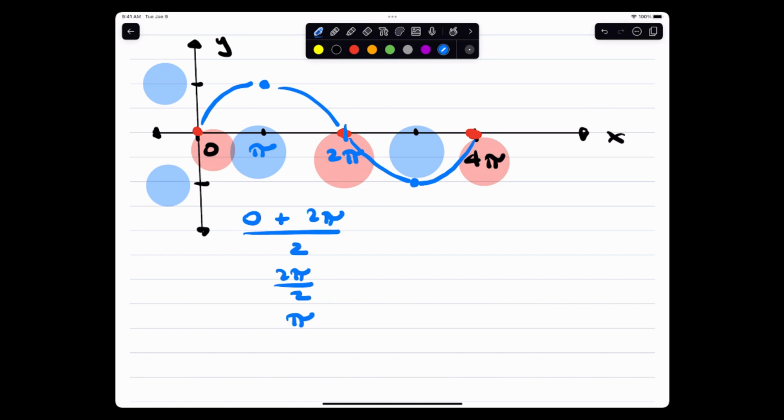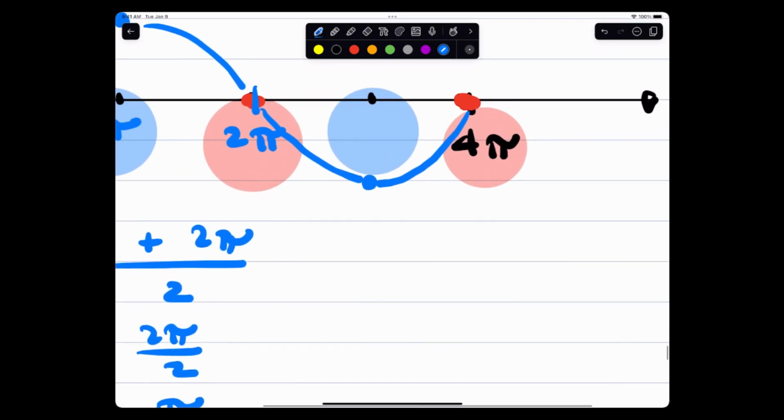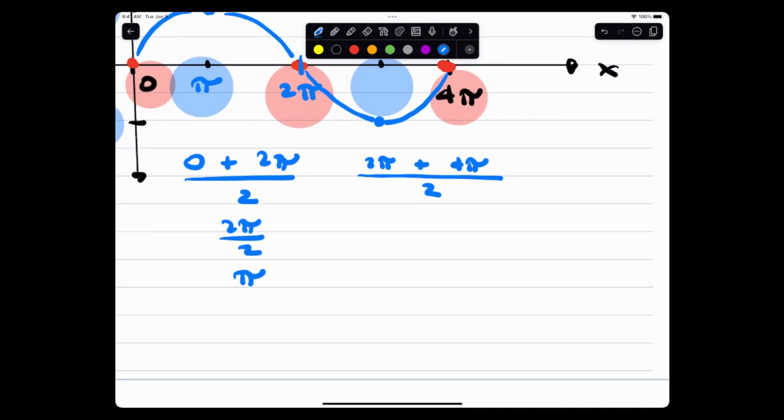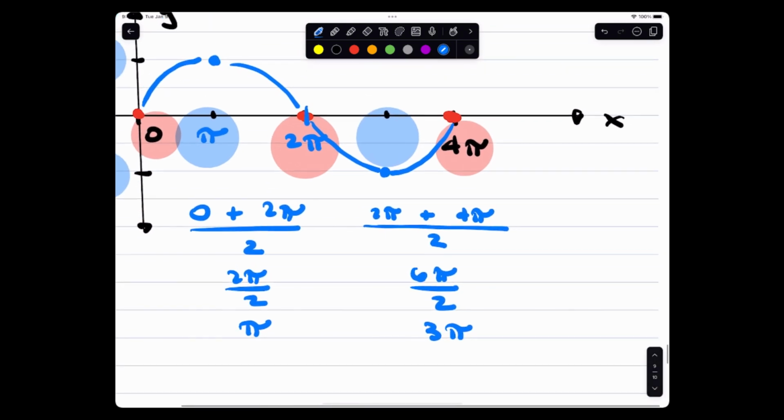Alrighty. What about this midway over here? 2 pi and 4 pi. What's midway over here? Well, you're going to say what? What's 2 pi plus 4 pi? 6 pi over 2, which gives you what? 3 pi.